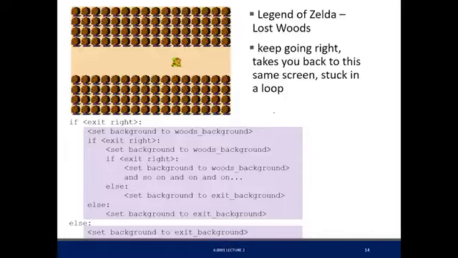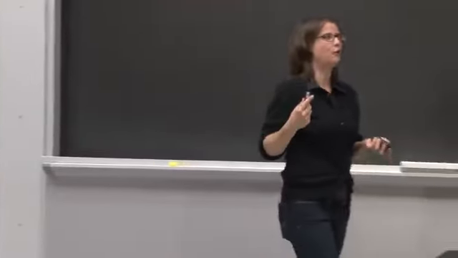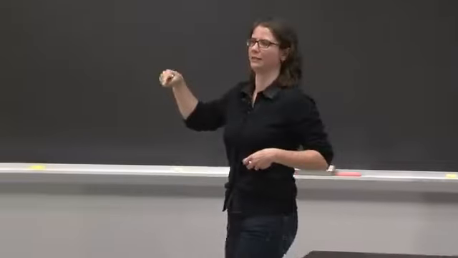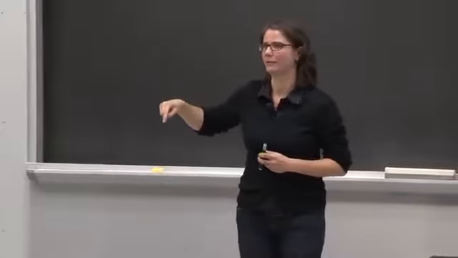Well, you'd show them the woods background and now ask them again, where do they want to go? If they exit right, set the background to the woods background. Otherwise, set the background to the exit background. And so on. So you notice that there's sort of no end to this, right? How many times might the user keep going right? They might be really persistent, right? And they'll be like, maybe if I go 1,000 times, I'll get out of the woods.